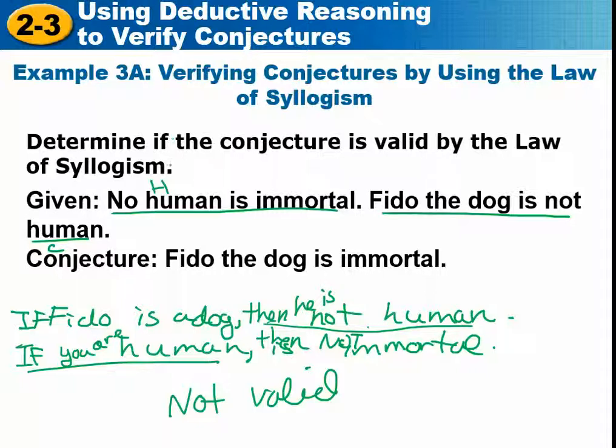Could I have left the two sentences in the other order? Would it work? Then I would have to say, if you are human, then you are not immortal. If Fido is a dog, he is not human. Those don't match either. So either way I write it, I'm not getting the conclusion of one matching the hypothesis of the next. They're not the exact same thing, so I can't use the law of syllogism. So it's not valid by the law of syllogism.